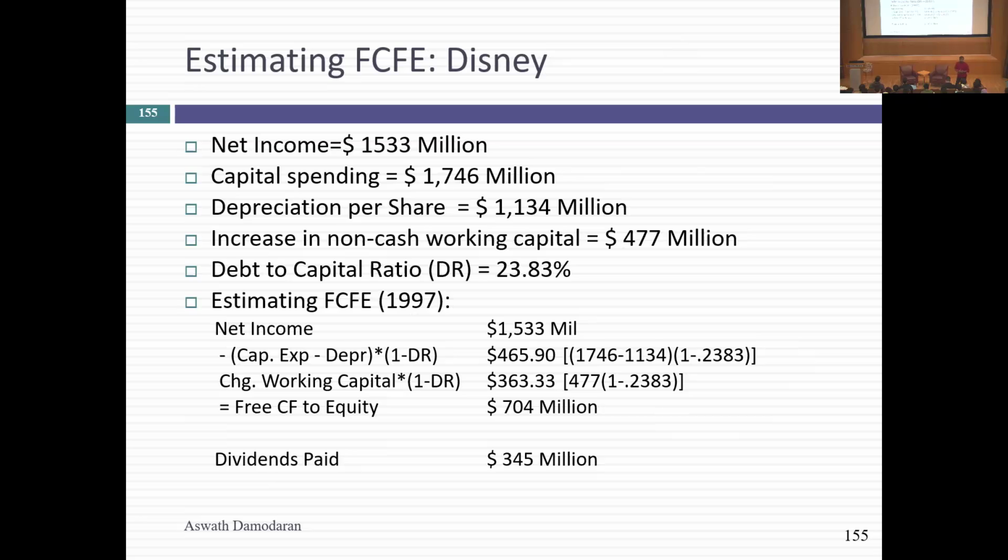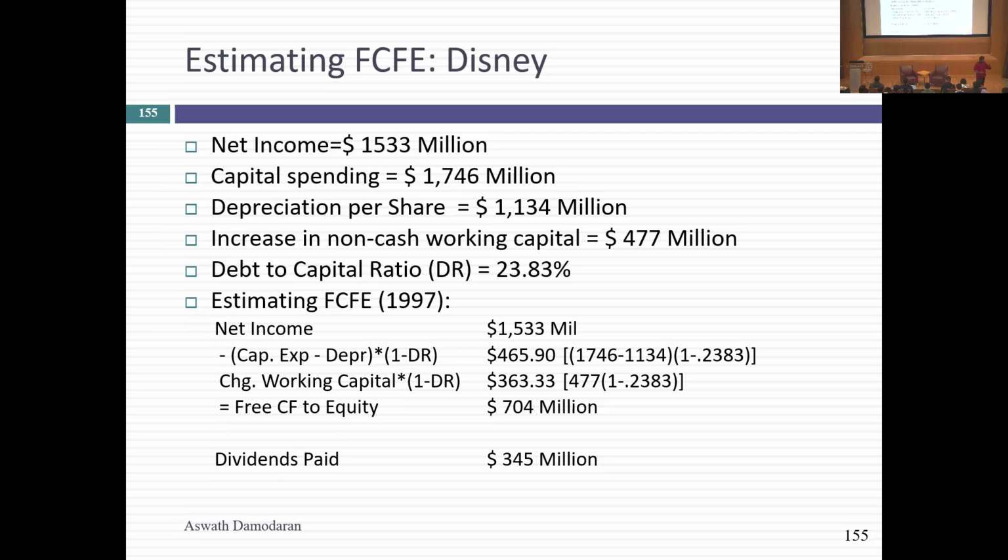So I'm going to take you back to the late 1990s when I computed a free cash flow to equity for Disney as a company. I could update this, the mechanics would stay the same. The company had made $1.533 billion in net income. The net capex was 1,746. The depreciation was 1,034. Take out the difference, that's about 612 million in net capex. So they reinvest a lot. And the change in working capital was about 477 million.